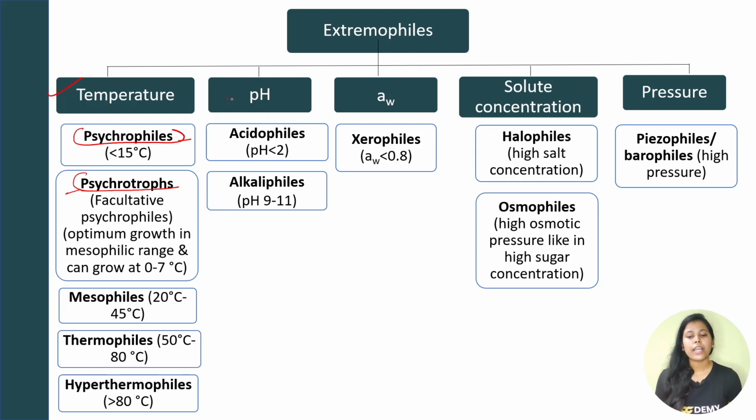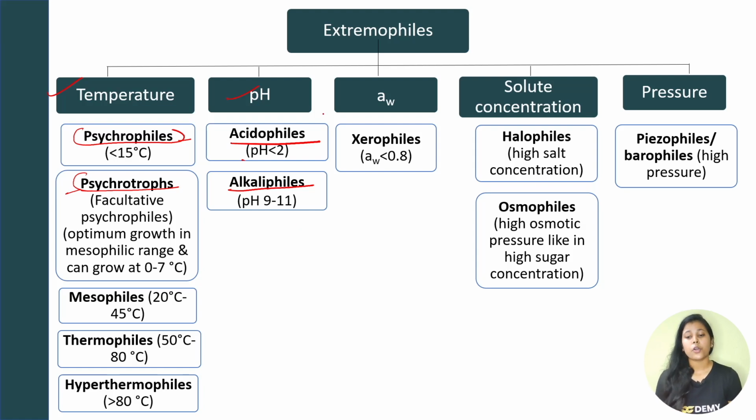Now in case of extreme pH, what will be the extreme pH? The normal pH range is the neutral range where the microorganisms can grow well, but even in extreme acidic conditions and extreme basic conditions, the microorganisms can grow, some of them, not all of course. So those microorganisms which can grow at very low pH are called acidophiles. They can grow in acidic conditions such as pH below 2. Alkaliphiles will be those which are growing at high pH conditions or in alkaline conditions, about pH 9 to 11.